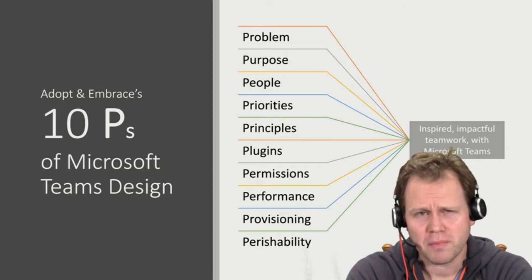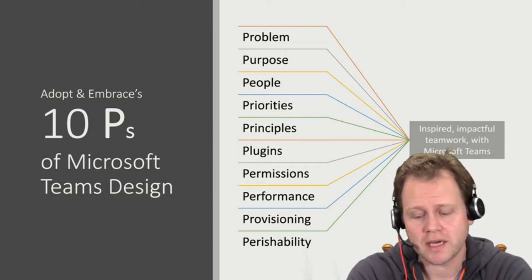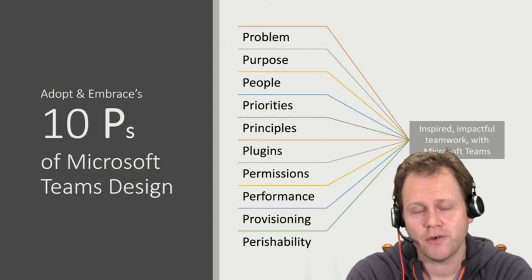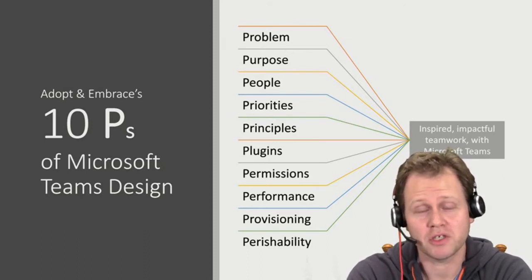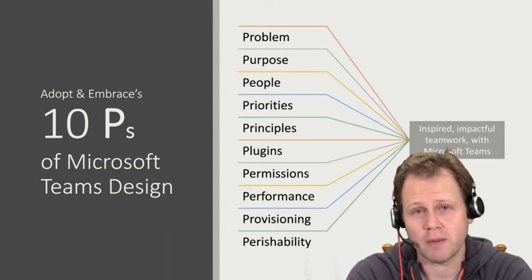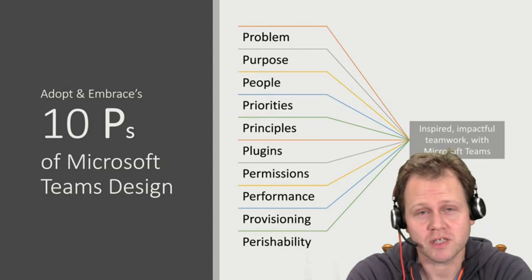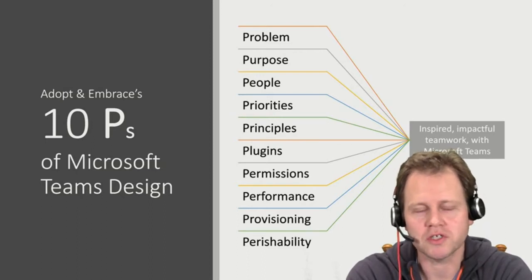The next P is people. Now, we want to understand who are the people that we want to engage with in the team. And this is really important for a couple of reasons. First of all, we want to make sure that we have the right people in the team to achieve the purpose and solve the problem that we had in the first place. If we don't have the right people in the team, we might need to rethink the membership of the team so we can invite more people in, or reduce the number of people that are in the space, depending on what we're trying to do.